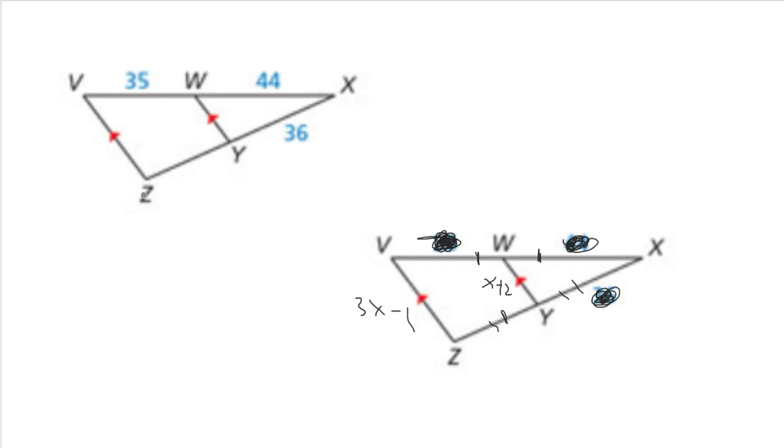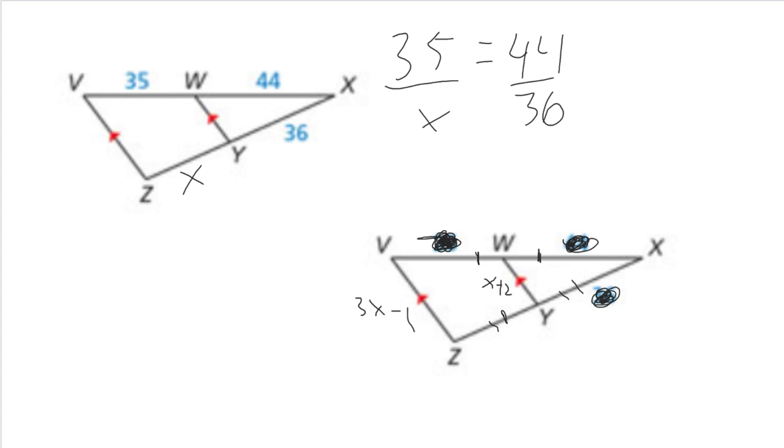So let's try to find ZY. We don't know what this portion is, so let's just call it x for now. That means that 35 has a relationship to 44. In the same relationship proportionally, x has a relationship to 36. It doesn't matter how we set up this fraction, but we like to do same side on top, same side on bottom. I could flip those fractions and I get the same answer.